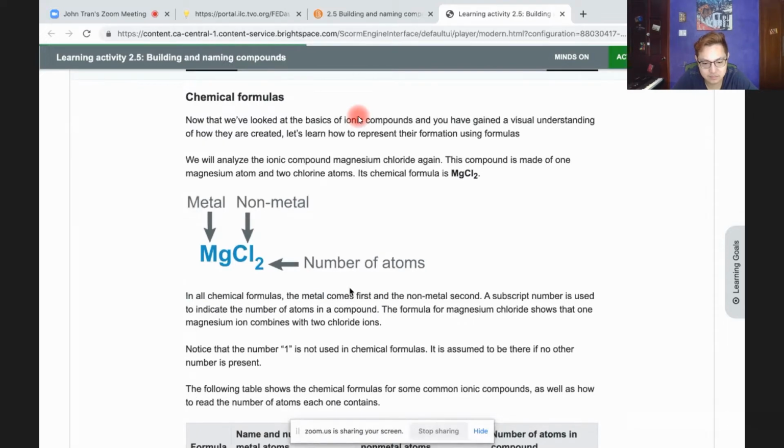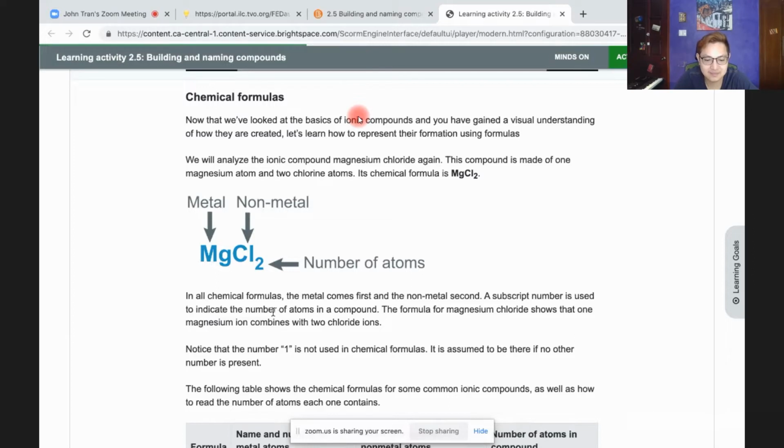Chemical formulas. Now that we have looked at the basics of ionic compounds, you have gained a visual understanding of how they are created. Let's learn how to represent the formation using formulas. We will analyze the ionic compound magnesium chloride again. This compound is made of a magnesium atom and 2 chlorine atoms. Its chemical formula is MgCl2.